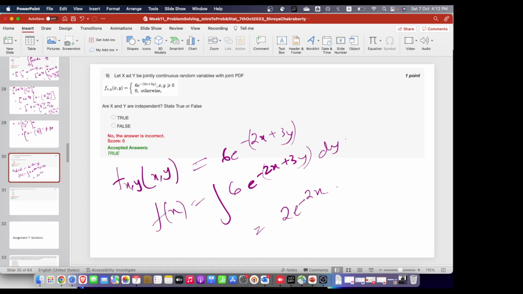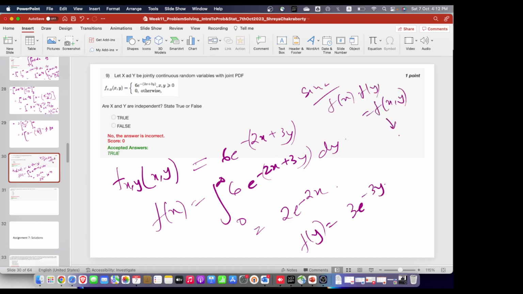You can check it because 6 divided by 3 will come 2, and in the previous step only we did this. From 0 to infinity, and fy will similarly come 3e to the power minus 3y, since fx into fy equal to fxy, therefore independent. So the answer is true.